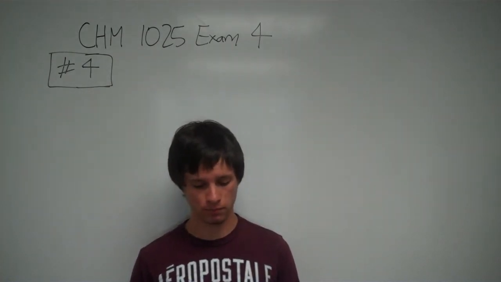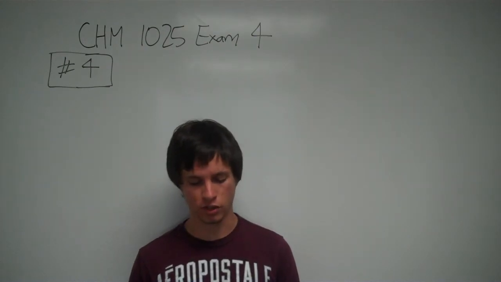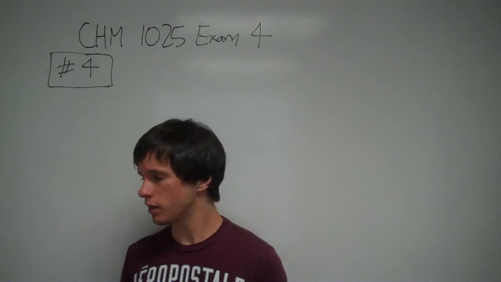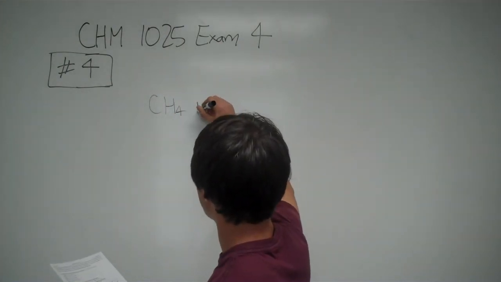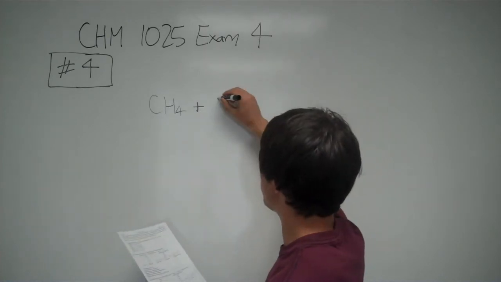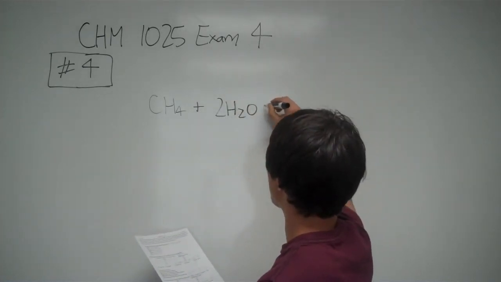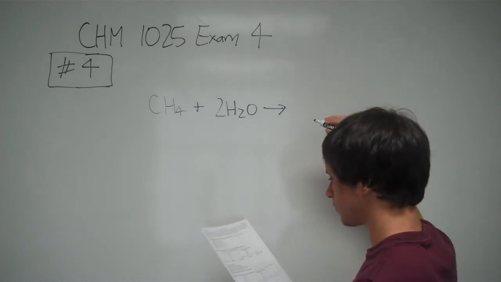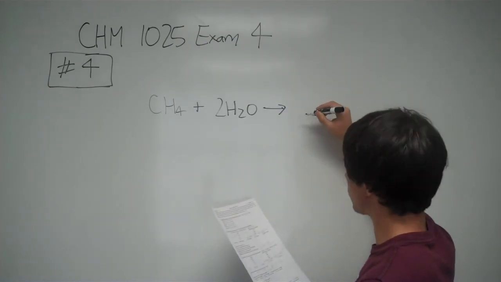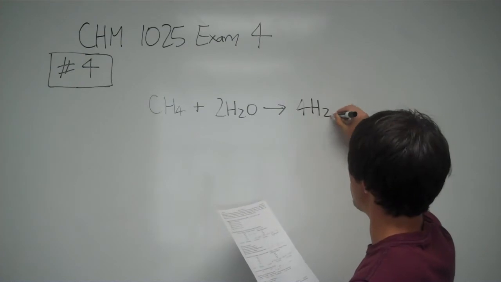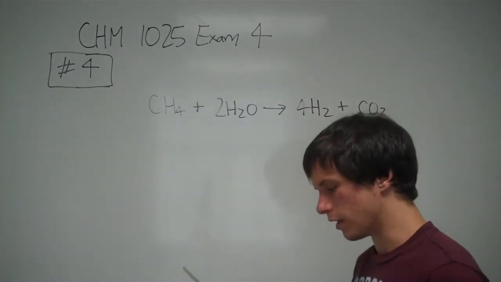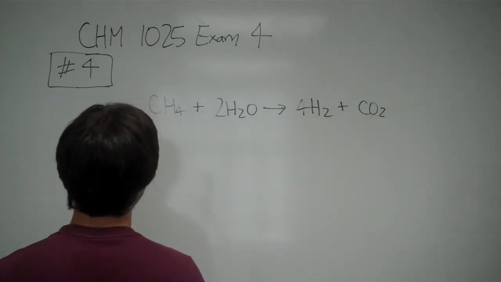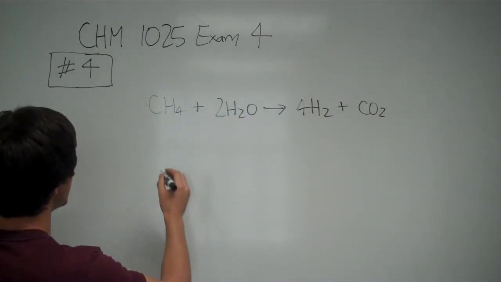Here's question number 4. Calculate the delta H of reaction for this reaction using the given bond energies. And the reaction is CH4 plus 2H2O forms 4H2 plus CO2. Excellent. So, calculate delta H of reaction.